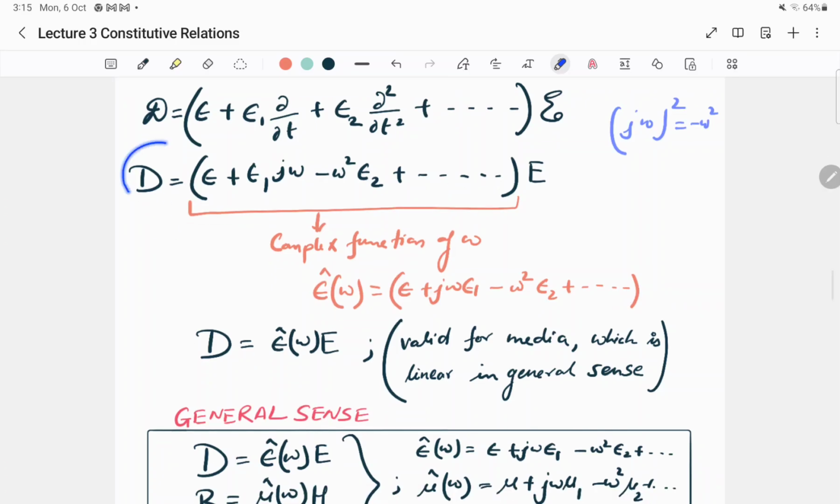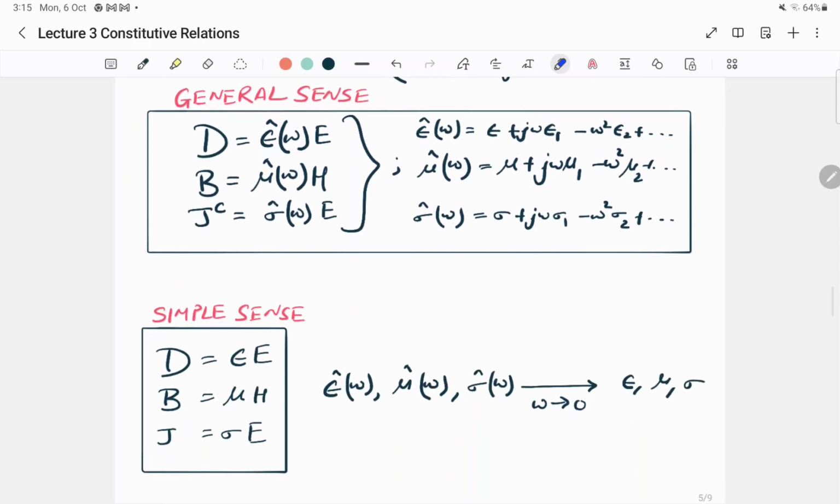So this particular equation becomes D is equal to epsilon cap E, and this is valid for media which are linear in a general sense. So you understand that? When the medium is linear in a general sense, we will use epsilon cap.